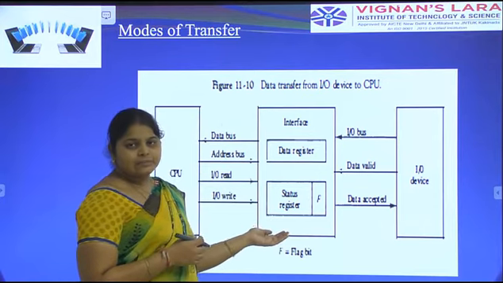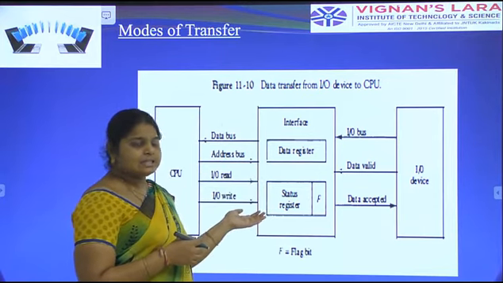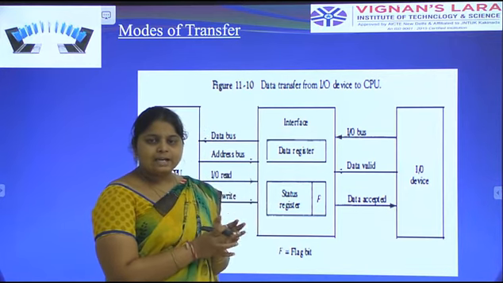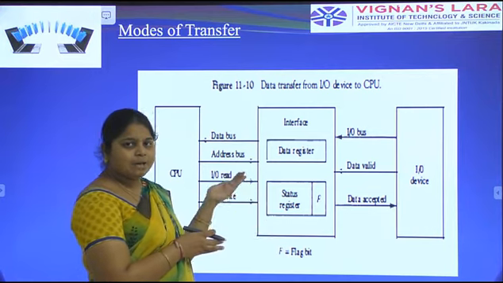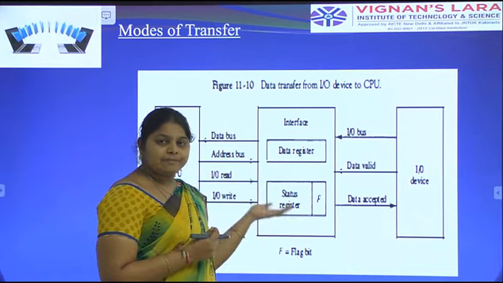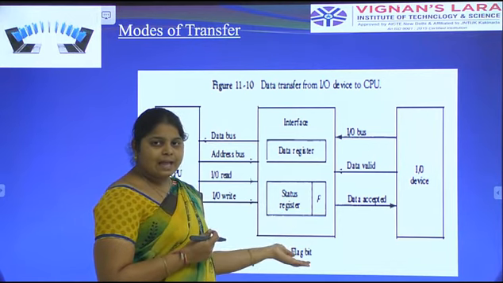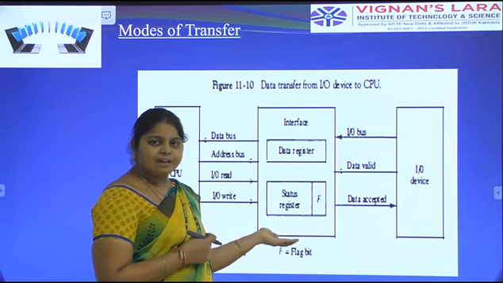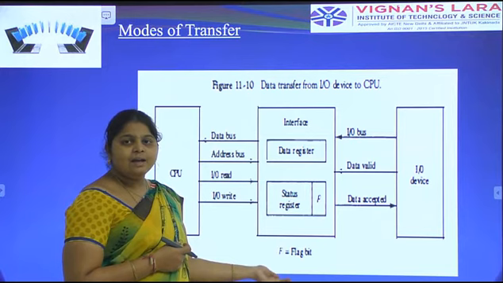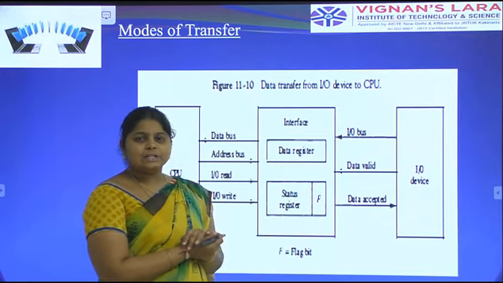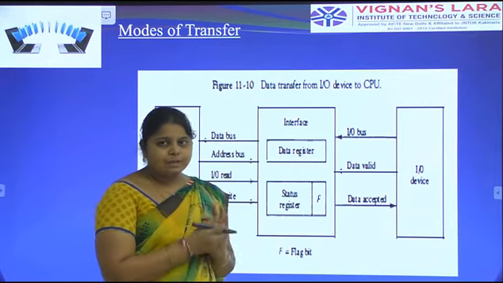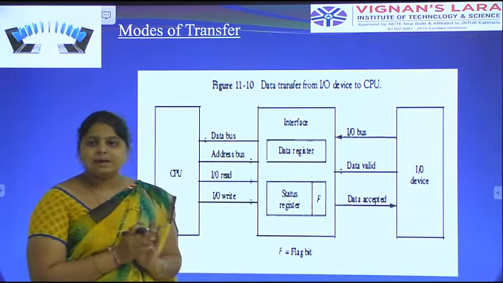Next, the interface contains the data register and status register. The data register contains the data that is available. Whatever data is coming from IO devices is available in the data register. The status register indicates whether the data is sufficient. With the help of the flag bit, the status register identifies whether the data is available in the data register or not. Here F means flag bit. If the flag bit is 0, it indicates the data is not provided in the data register, that is, nothing is coming from the IO devices. If the flag bit is 1, the data register contains some information.